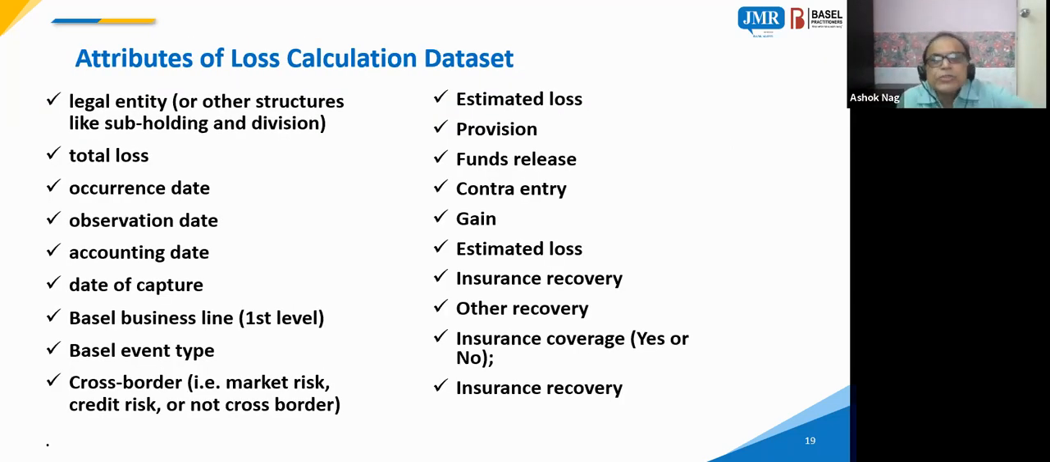So what are the attributes of the calculation data set? What are the attributes I have to calculate? These are examples, and they are based on certain experiences. Certain things are universal, certain things are specific to a particular jurisdiction. Everybody has to take their own decisions about the calculation data sets.